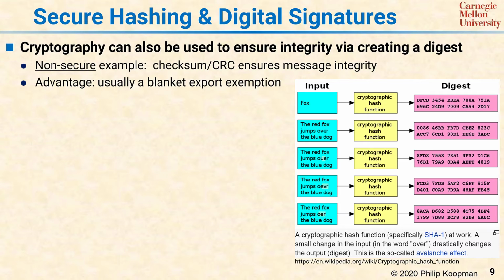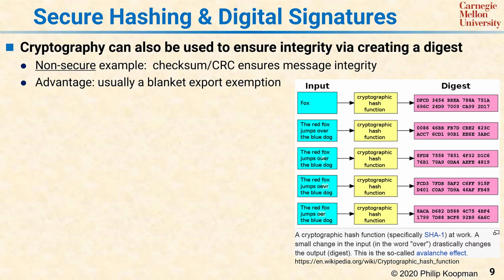Also, sometimes you don't actually care about secrecy. What you care about is integrity. For example, if you're ensuring that a software image is downloaded to a system without being changed, it might not matter what the binary code image is, but it might matter a lot to make sure no one's changed it. So for those kinds of applications, you don't want secrecy, you want integrity, and that's what secure hashing and digital signatures do. With these approaches, cryptography is used to ensure integrity via creating a digest.